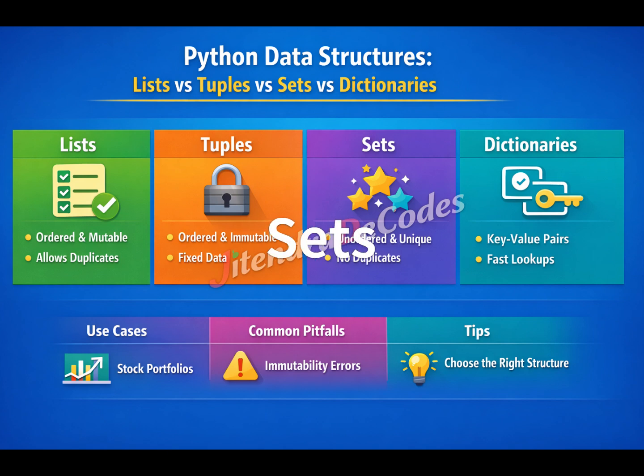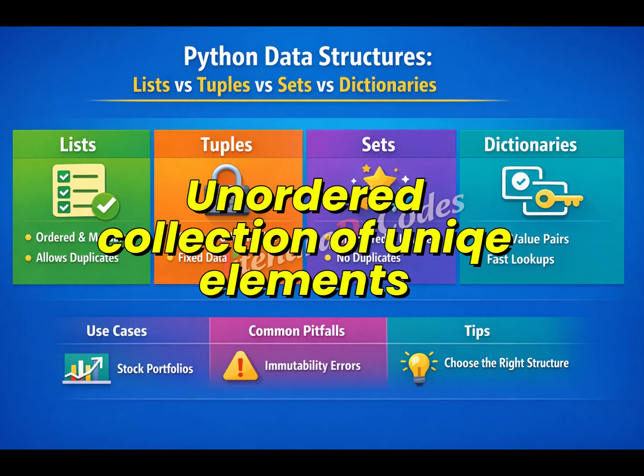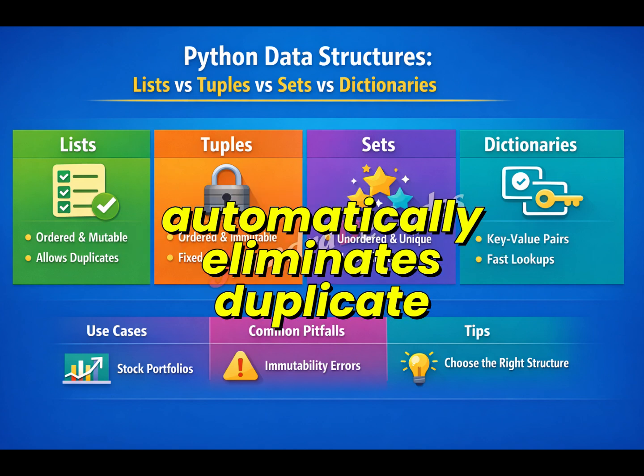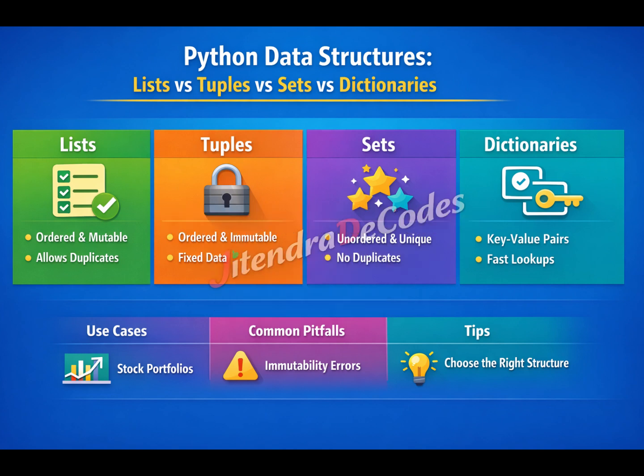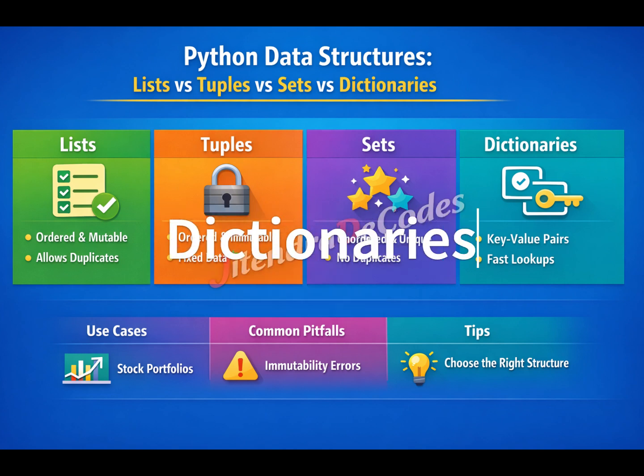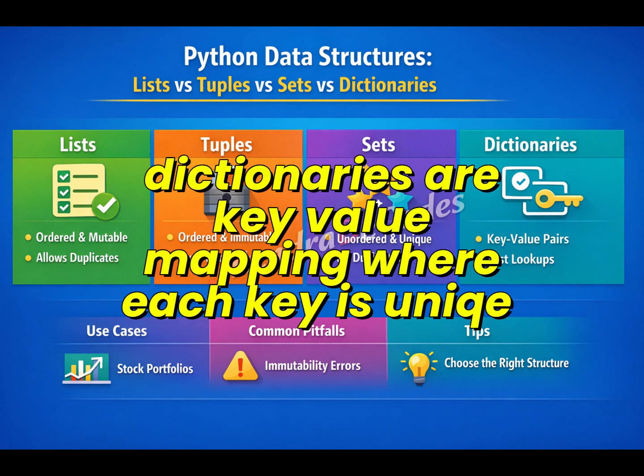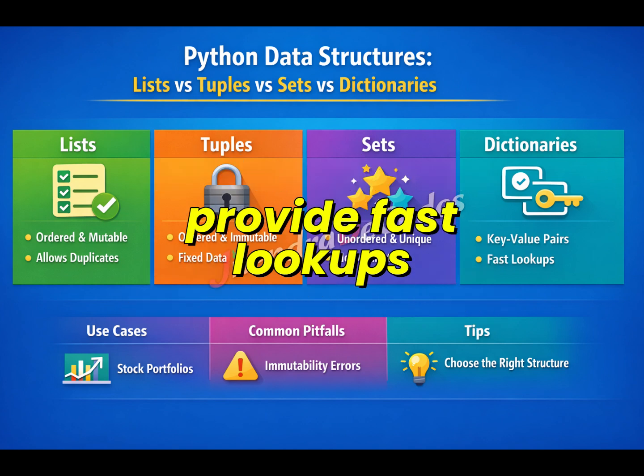Then let's see sets. These are unordered collections of unique elements. They automatically eliminate duplicates and are optimized for membership checks. Then the last one, dictionaries. Dictionaries are key-value mappings, where each key is unique and maps to a value. They provide fast lookups and are essential for structured data.